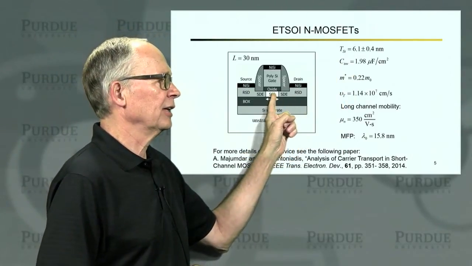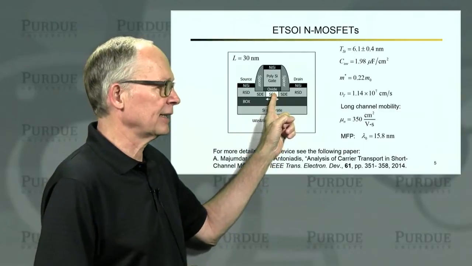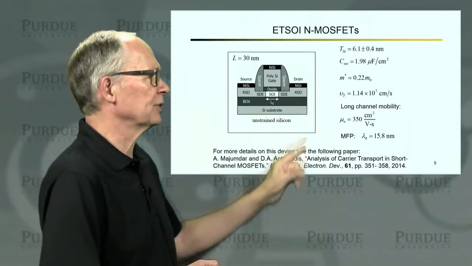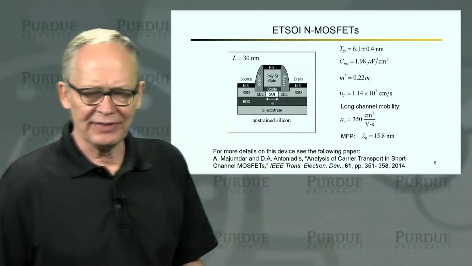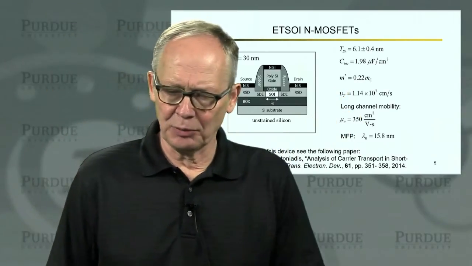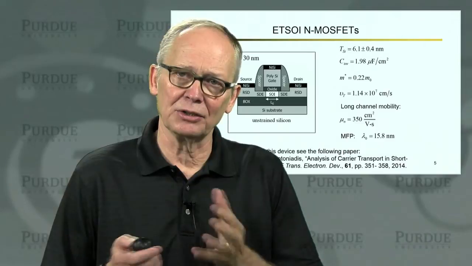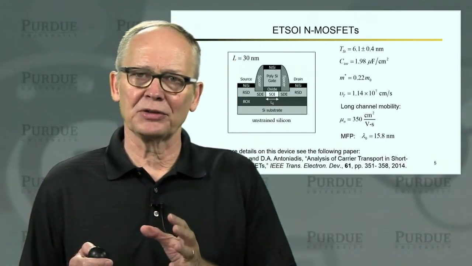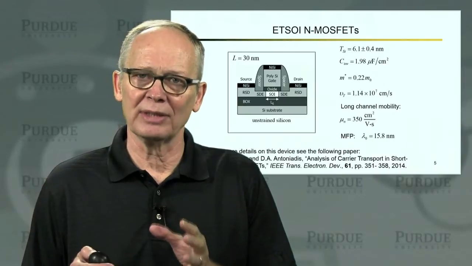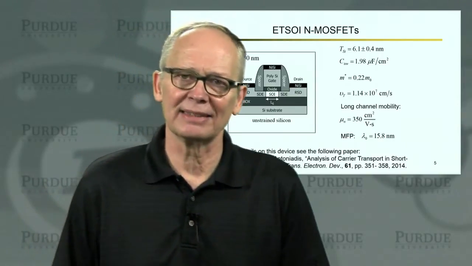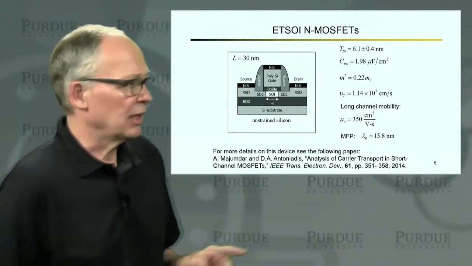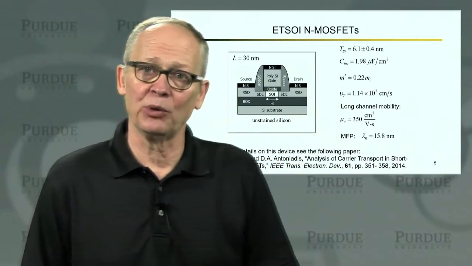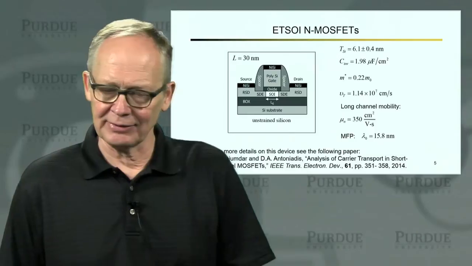The silicon layer here is about 6 nanometers thick. The inversion capacitance is about 2 microfarads per centimeter squared. The appropriate effective mass is a little bit bigger due to quantum confinement, bigger than the bulk transverse effective mass of silicon, which is 0.19. The appropriate effective mass is about 0.22. If we plug in numbers for the unidirectional thermal velocity, we get 1.14 times 10 to the 7th centimeters per second.